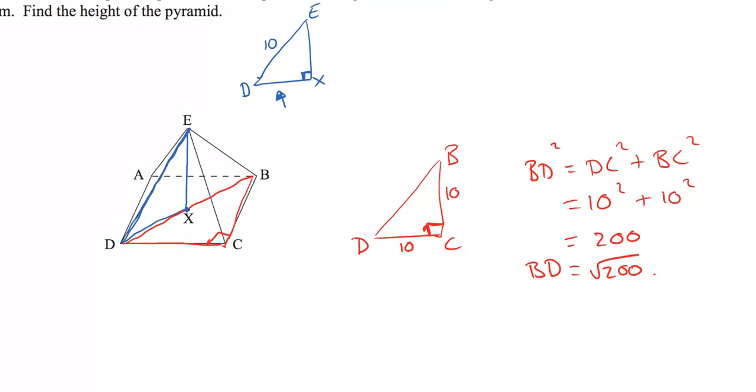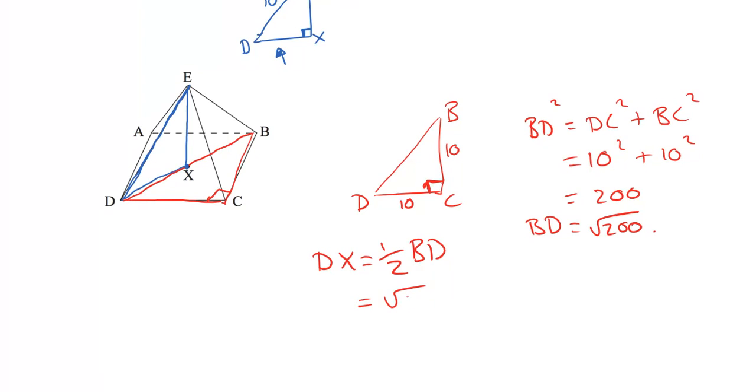Now, I don't want all the way across from there, okay? What I want is I only want half of that distance. I want to find it from D to X. So I could write that D to X is half of B to D, which is square root of 200 divided by 2. Now, if I don't have a calculator to work some of this stuff out, but maybe I do, maybe I don't, I could just work that as a decimal.